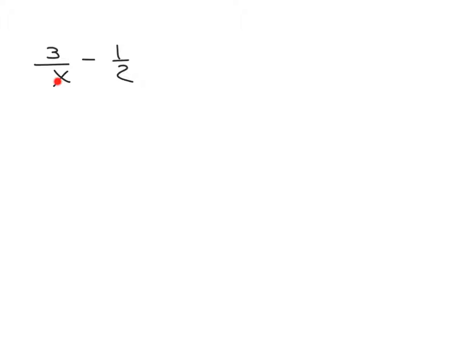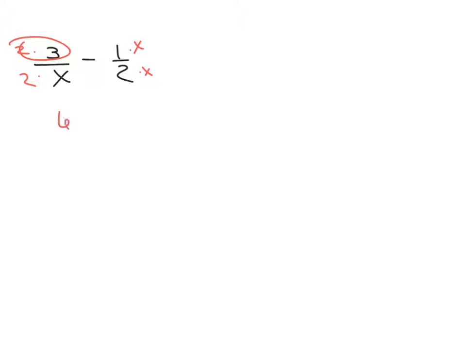Alright, they're both prime numbers. I can't break either one of those down, so now I look and say, what do I have here that I don't have here? Well, I'm missing a 2. So a 2 on the top and bottom. Now I look here. What am I missing? Well, I have a 2 there and a 2 there. I'm missing the x.